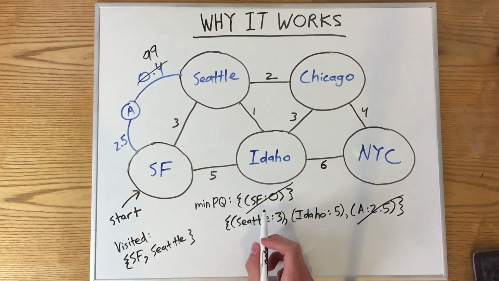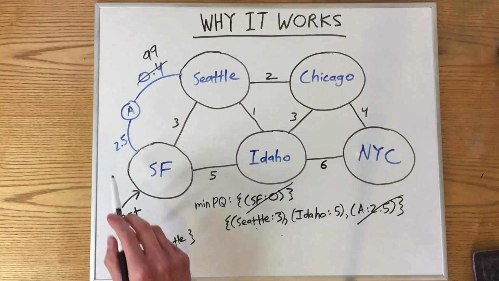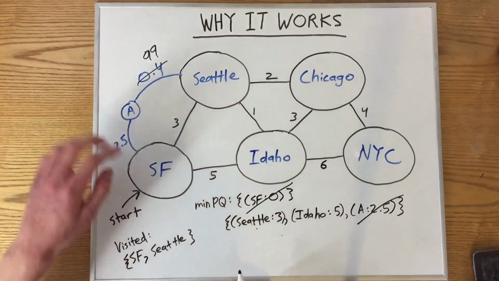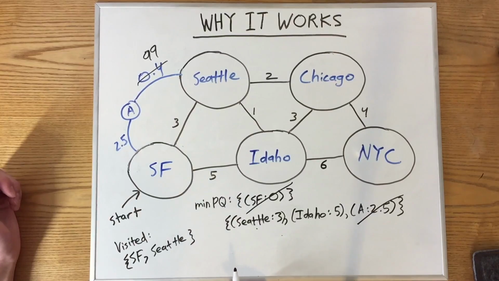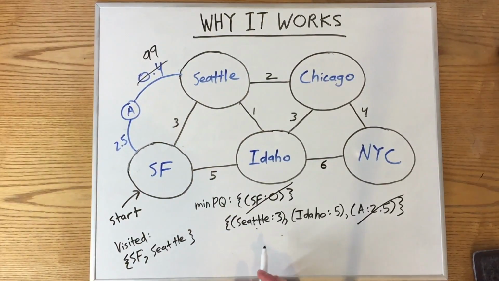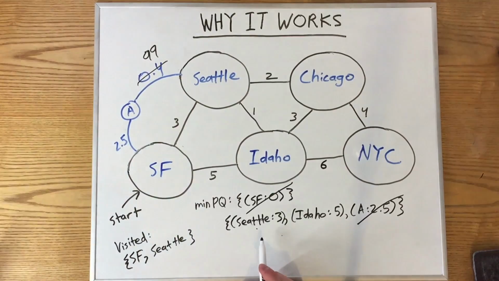We know that we'd still get rid of SF in the beginning, then we'd add Seattle, Idaho, and A. A still has the smallest path away from SF, so then we get rid of A. Then we see Seattle's already in our minimum priority queue. We check if this new path is longer than or shorter than our original path. We know that this original path has a length of 3. This new path has 2.5 plus 99. It's got a length of 101.5. So we know that that path is not as good as the path we had already. But since we stored the path already over here, we don't need to make any more changes.